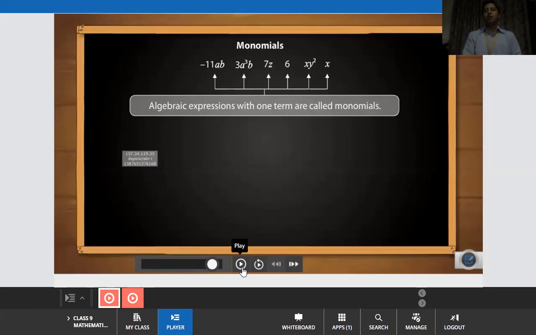Or we can say 3xyz, where 3 is a constant and xyz are variables. So if it is a case of multiplication, it is considered a single term, irrespective of 3, x, y, and z being different constants and variables. It will be considered a single term and called a monomial. So algebraic expressions with one term are called monomials.